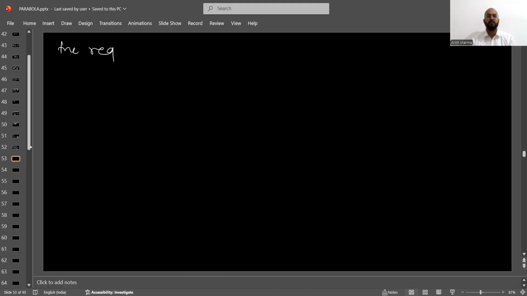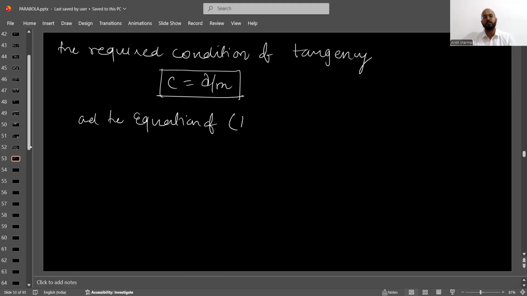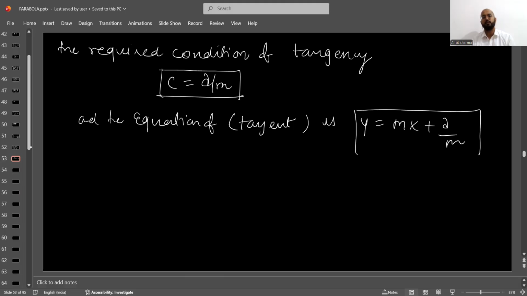So the required condition of tangency is c is equal to a over m. And the equation of line, or rather the equation of tangent, is y is equal to mx plus a over m. So this is the equation of tangent to the parabola having slope m.